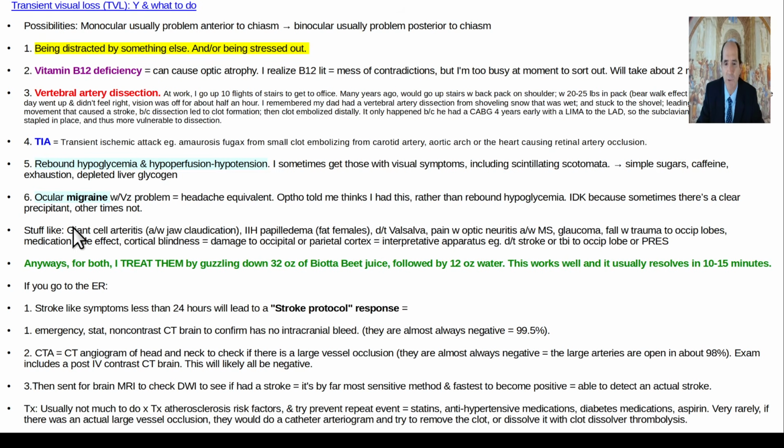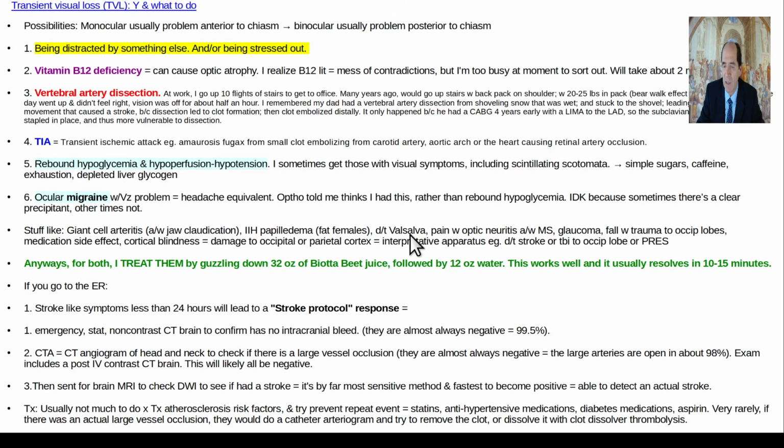There are other relatively uncommon things, like giant cell arteritis associated with jaw claudication. I've seen one case of that in the last 30 years, so it's pretty rare. Idiopathic intracranial hypertension with papilledema, that's typically a female 50 or more pounds overweight, and she'll have more symptoms typically. She can go into the emergency room for that.